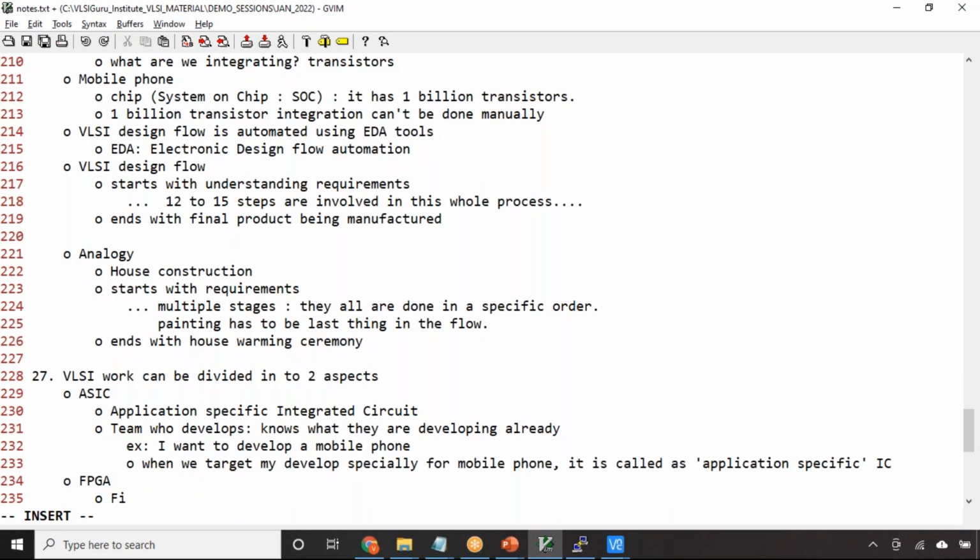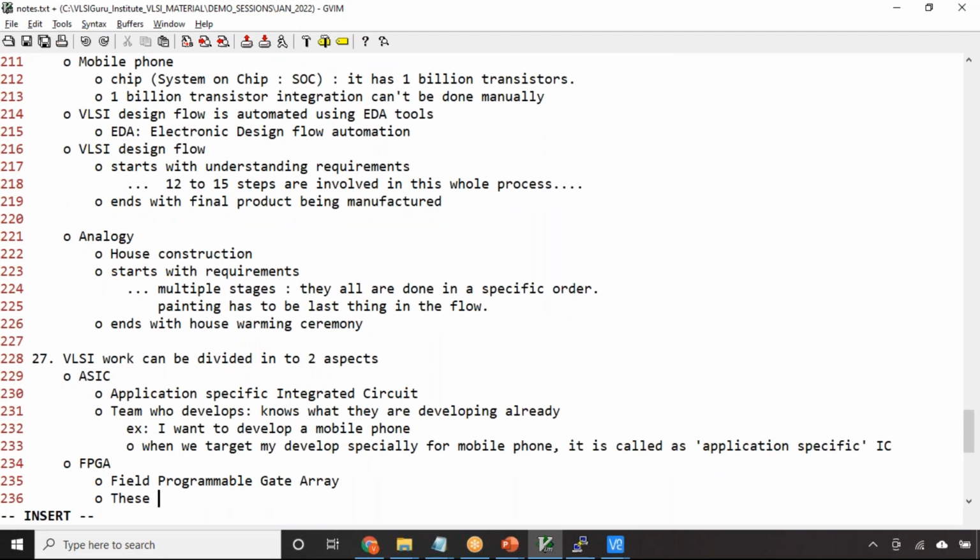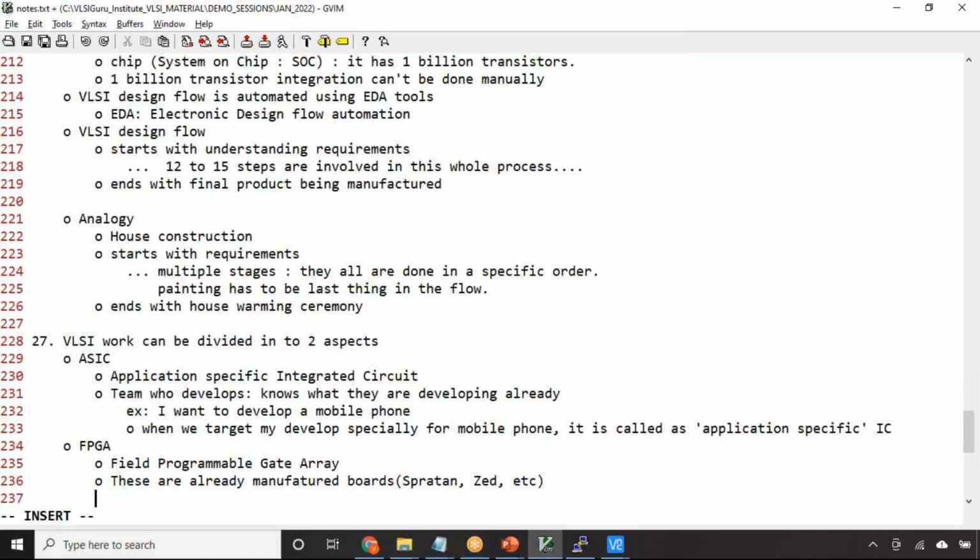What does FPGA stand for? Field Programmable Gate Array. These are already manufactured boards. What you hear as Spartan, Zynq board, there will be various types of boards. Already manufactured boards, we program the required hardware behavior on these boards. We are not targeting any specific application. We program that board to behave like our specific hardware. We wanted some hardware, let's say a mobile phone, so we take the field programmable gate array and program it in such a way that we get the required hardware behavior.